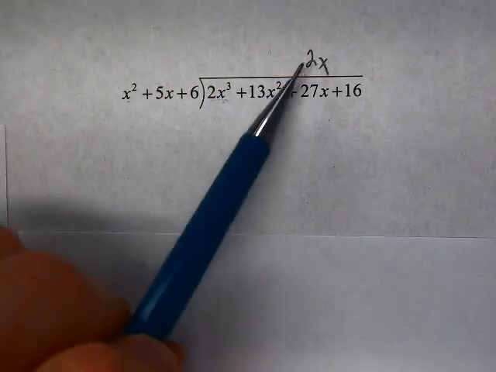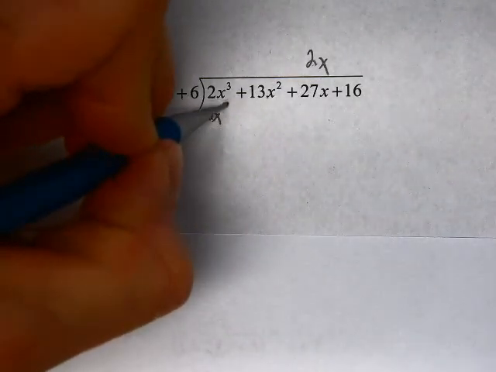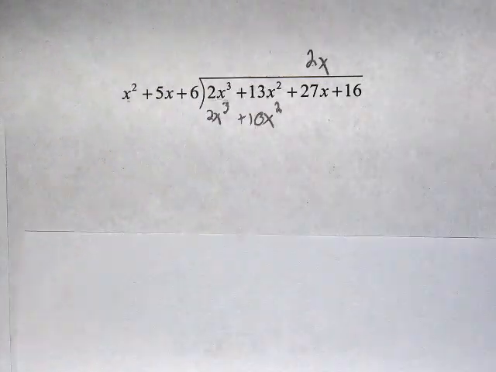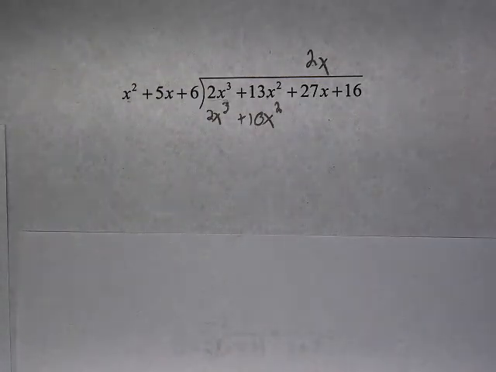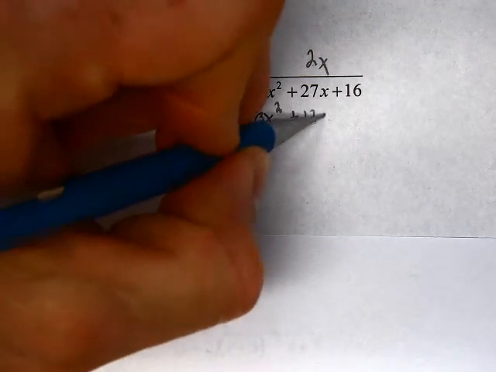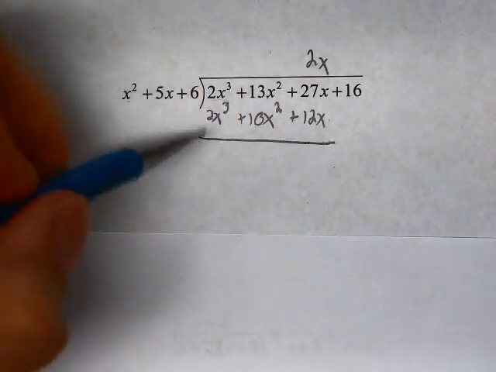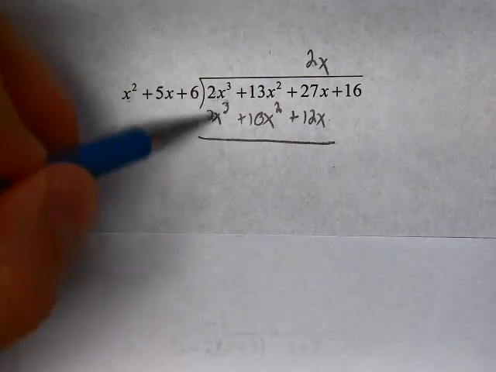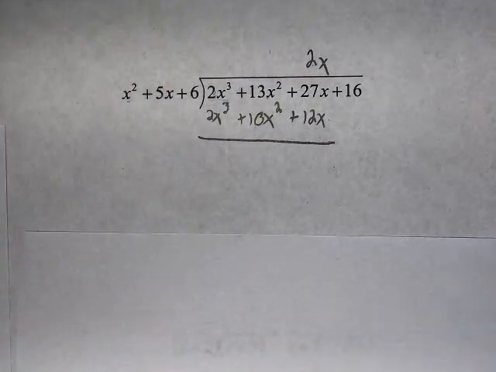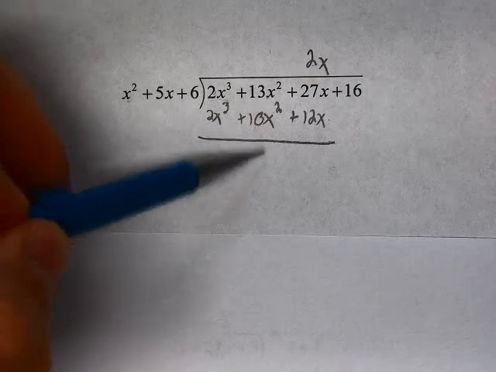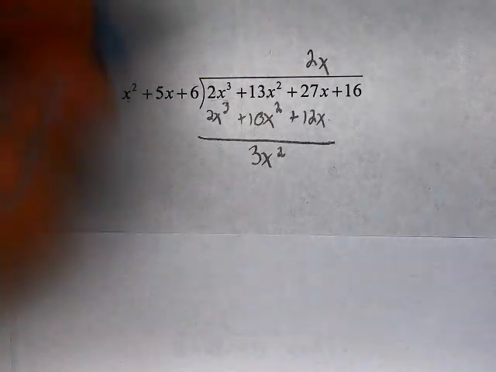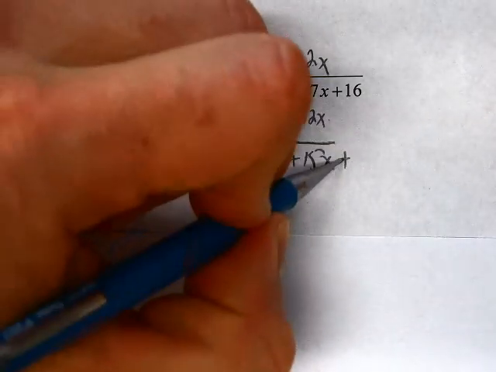Now I'm going to multiply this down. So I have 2x times x squared, 2x cubed, 2x times 5x, 10x squared. And notice that I'm lining them up under the appropriate powers of x. 2x times 6, 12x. Now I subtract. The leading term should always cancel out. That's how I got that answer up here in the first place, was dividing by the leading terms. So that should always cancel out. 13x squared minus 10x squared is 3x squared. 27x minus 12x, I get 15x, and I'm going to bring down the 16.